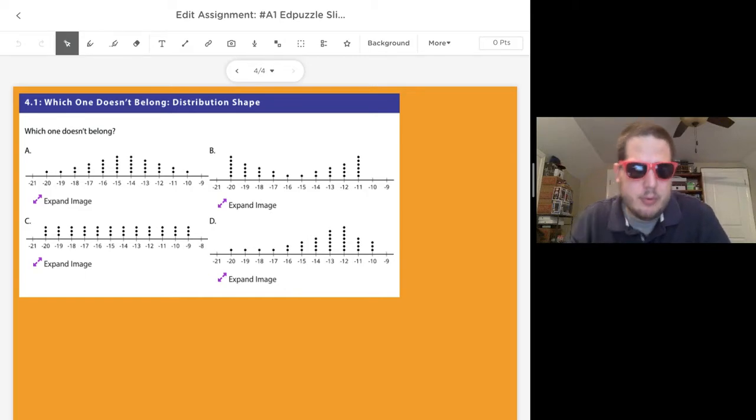Distribution, shape. All right, which one doesn't belong? So before I go ahead and start talking, why don't you guys take a second and tell me which one you think doesn't belong? Go ahead.